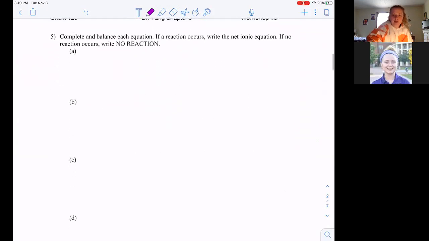Okay, and then this part, these are your solubility rules. So let me write in what they are. NaNO3, which is aqueous, plus KCl, which is aqueous. There's no reaction. Right, like that.